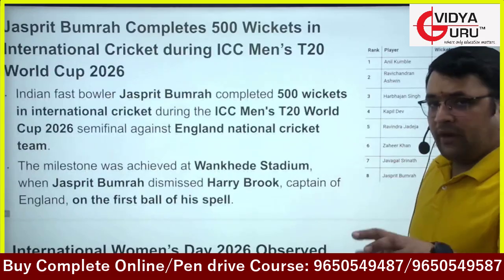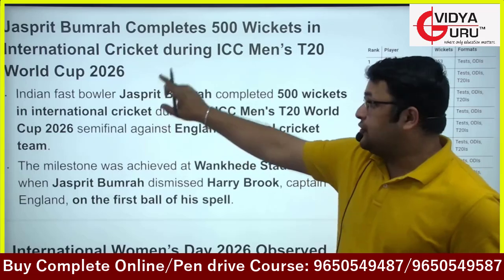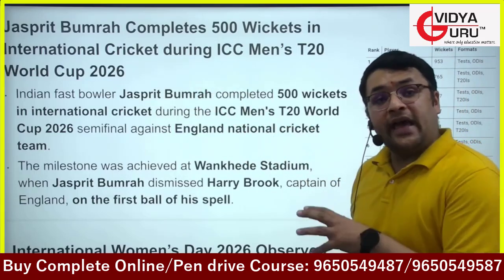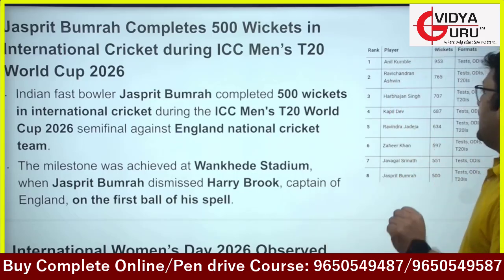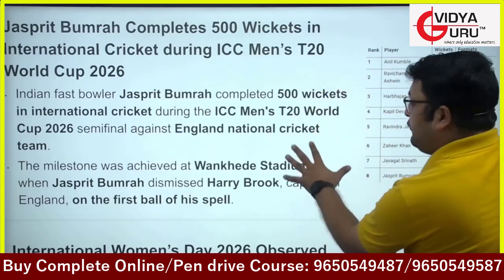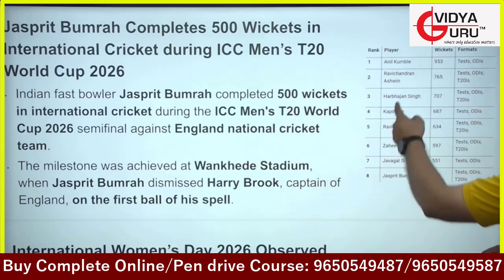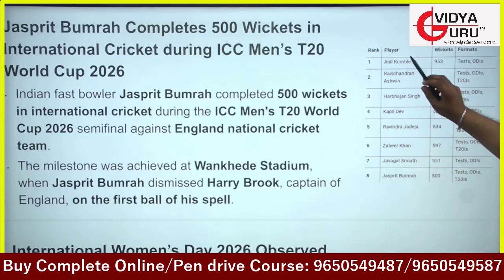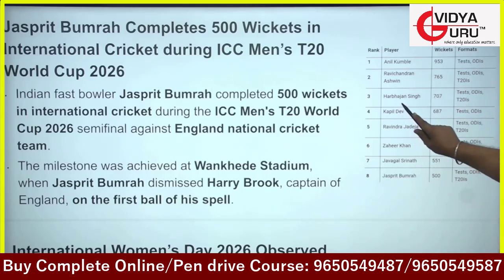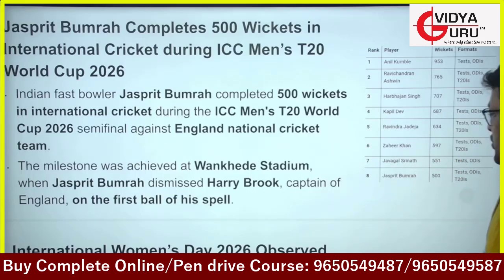Coming to Jasprit Bumrah. Jasprit Bumrah has completed his 500 wickets in international cricket, and it was attained during the ICC Men's T20 World Cup, which was recently won by India. Let me tell you, in terms of Indian players, the highest number of wickets in Test and ODI has been taken by Anil Kumble, 953, followed by Ravichandran Ashwin, and then Harbhajan Singh, Kapil Dev, Ravindra Jadeja, Zaheer Khan, Javagal Srinath, and now we have the 8th bowler, that is Jasprit Bumrah.